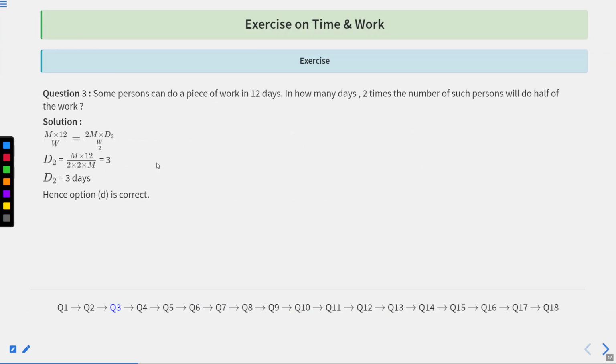Now substitute these values in the given formula. So we have m times 12 upon W equal to 2m times D2 upon W by 2. So D2 will be m times 12 upon 2 into m, that is 3. So twice the number of persons that were earlier doing the work will do half the work in 3 days. So the correct option here is D.